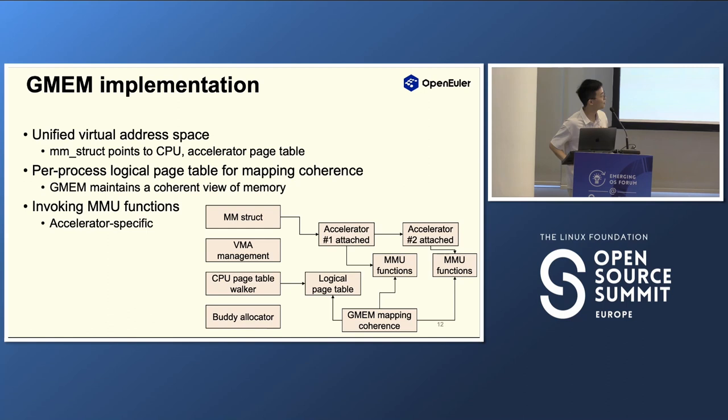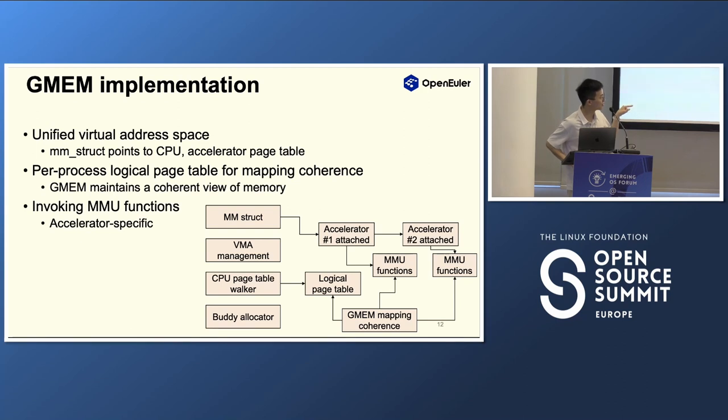And now we can take a look at GMEM's implementation. We're just trying to give you an overview of this because we're not going to dig deeper. GMEM provides a unified virtual address space by changing the MM struct a little bit. We're adding a list inside the MM struct, which points to the address space in Linux. Now we have a pointer list that includes all the accelerators attached to this process so that your applications may use them. Each accelerator has its registered MMU functions, so any time there is a page table change and we need to coordinate between the page tables, the underlying GMEM mechanism maintains coherent mappings between these page tables using these MMU functions registered by the accelerator drivers.